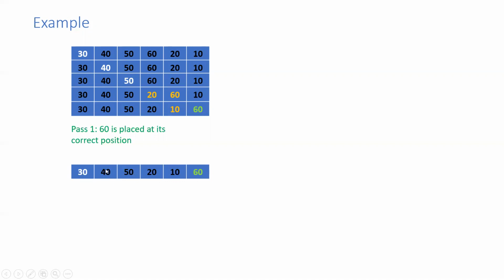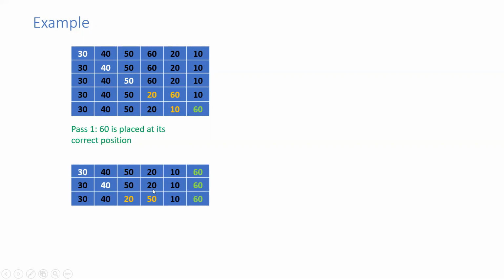Next we'll pick up the next element in the array, 40. Is 40 greater than 50? No. So we'll keep the array unchanged. We'll pick up the next element, 50. Is 50 greater than 20? Yes. So we are going to swap these two values. Then we'll pick up the fourth element in the array, that is 50. Is 50 greater than 10? Yes. So we'll swap these two values.